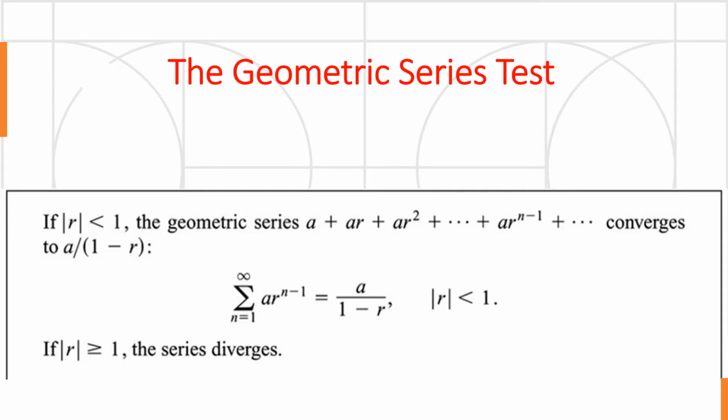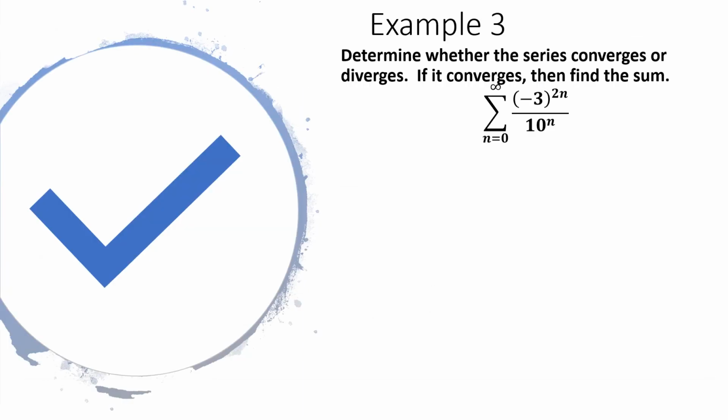All right, so we have something called the geometric series test, and we use this test to determine whether the series are converging or diverging. So if the r value of your series is less than 1, we say it converges. If the r value is greater than or equal to 1, we say it diverges. And now if the series converges, we can use our infinite sums formula to find the sum of the series.